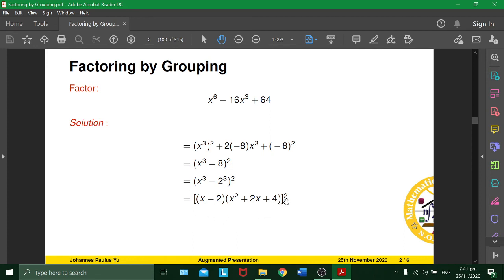Now we simplify further, and we erase this exponent. The final answer will be the quantity x minus 2 quantity squared times x squared plus 2x plus 4 quantity squared. So, to answer this question, x to the power 6 minus 16x cubed plus 64 equals x minus 2 quantity squared times x squared plus 2x plus 4 quantity squared. And that would be all.